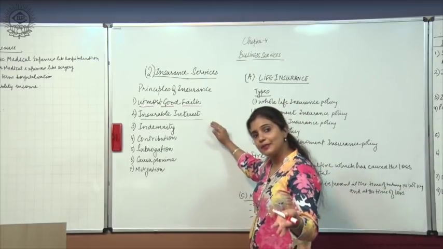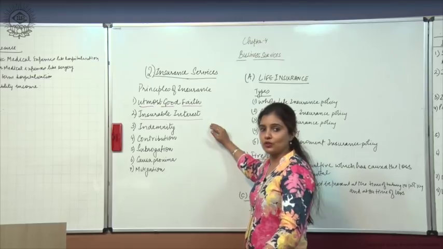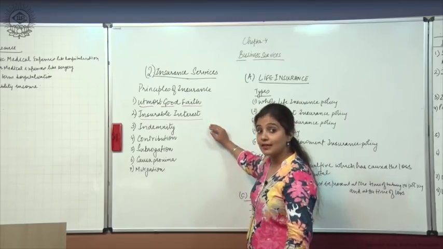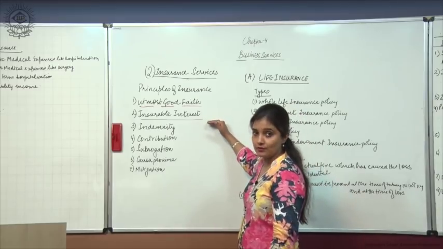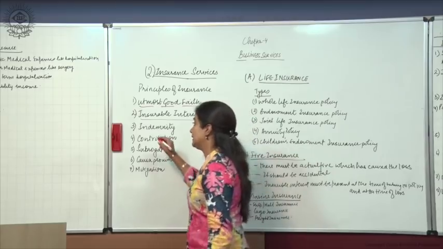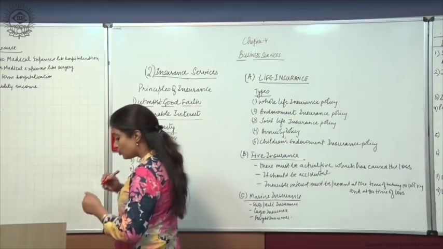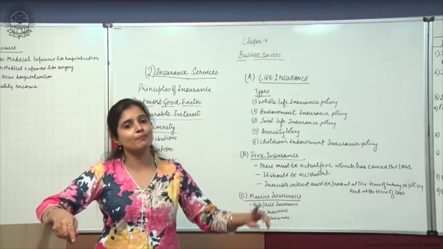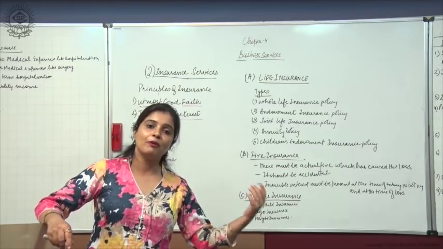Clear? A husband can get the life of his wife insured. A parent can get the life of his children insured. A son can get the life of his parents insured. Clear? Then comes indemnity. Indemnity means to put the person back in the same position as he was before the loss took place.